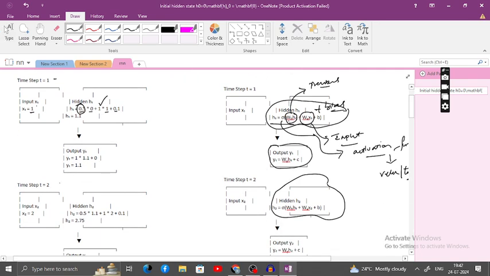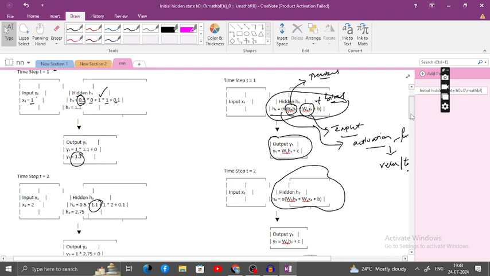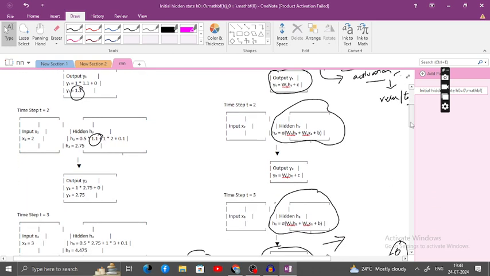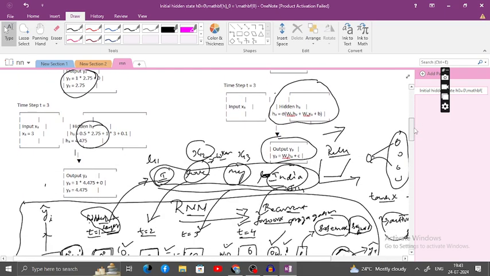You got 1.1 here. This 1.1 I am using here in hidden layer 2. Correct? Similarly, you will get 2.75. This 2.75 I am using here. Each is a sequential set of instructions. You just go and analyze. Same way it will work. Same way it is going to formalize.